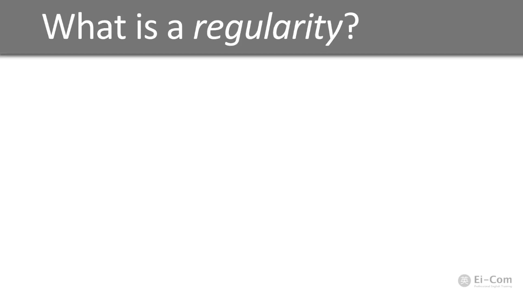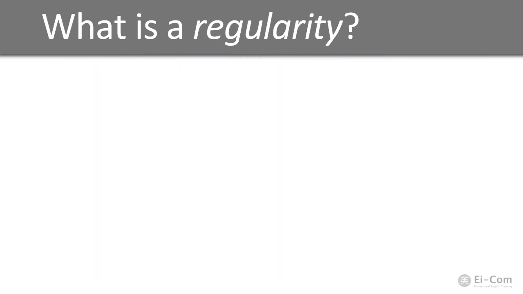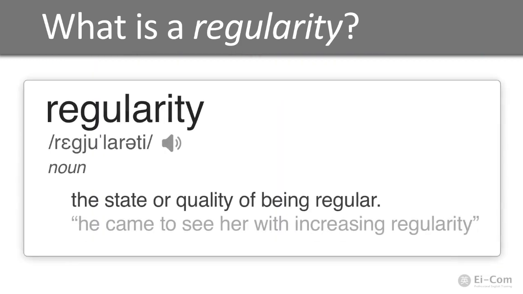You can check an English dictionary, or if you have an internet connection, you can simply use Google. Type in "definition of regularity" and press enter. Here we see that it is a noun and the meaning is the state or quality of being regular.